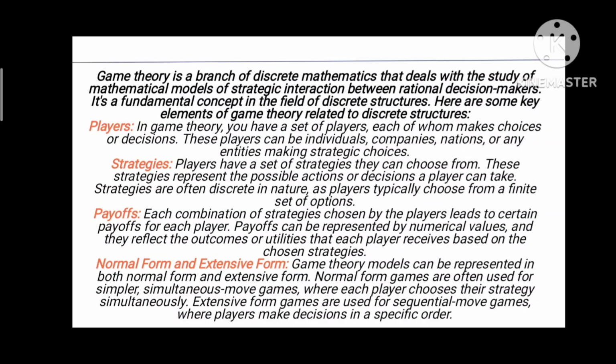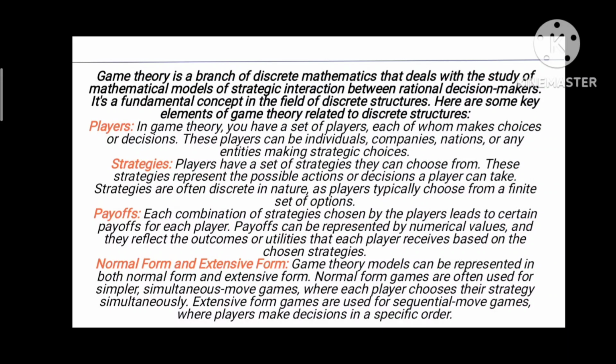Here are some key elements of game theory related to decision structures. What are those? Let's see. Players, strategies, payoff, normal form and extensive form. Okay, let me give you clarity. Everything is a key point here, but especially these three things: players, strategies, payoff. These things are key points.